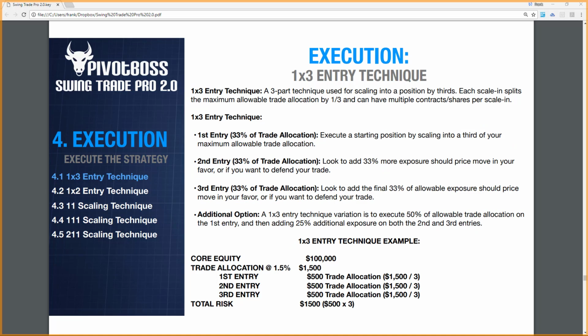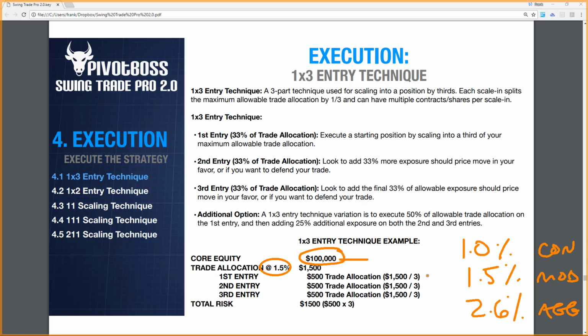So let's take a look here at an example. Say you have a core equity of $100,000 and you want to use a 1.5% trade allocation. 1.5% trade allocation would be a moderate approach for how I typically enter a market. Remember, we have the 1%, the 1.5%, and the 2% trade allocations, right? This is my conservative, this is my moderate, and this is my aggressive. And usually I stick somewhere around here in most markets, but if it's a great high odds opportunity, I'll go aggressive. If it's a good opportunity or maybe it's quieter volatility, maybe I'll go conservative. But any one of these allocations can be used with a 1x3 technique.